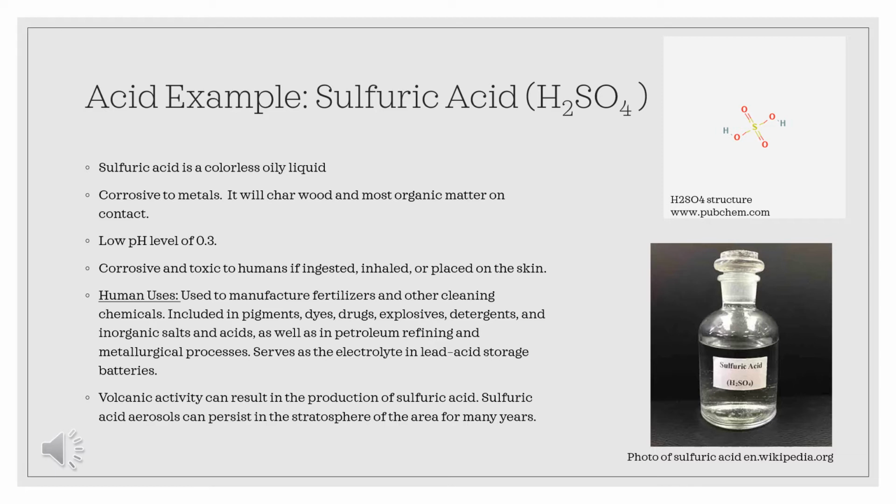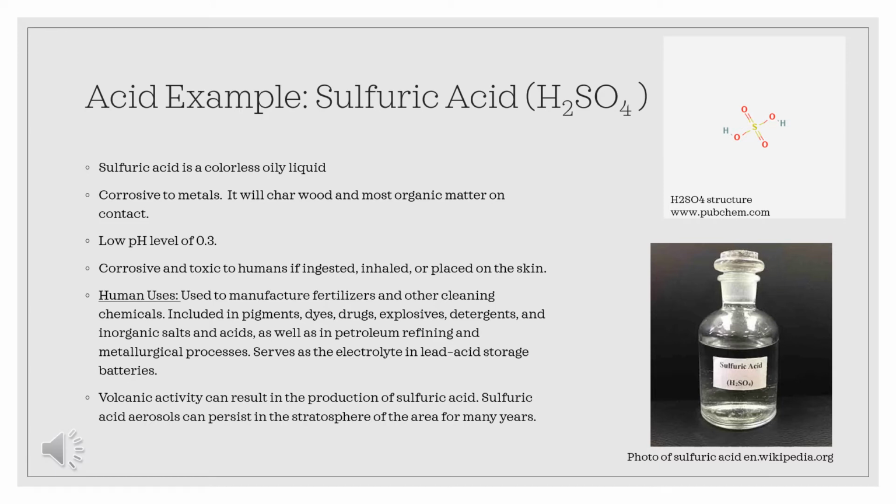This acid is soluble in water with the release of heat, and is corrosive to metals. It will char wood and most other organic matter on contact. We know this is an extremely strong acid due to its low pH level of 0.3. It is corrosive and toxic to humans and can cause adverse health effects if ingested, inhaled, or put on the skin. Some human uses of sulfuric acid include the manufacturing of certain fertilizers and other cleaning chemicals.